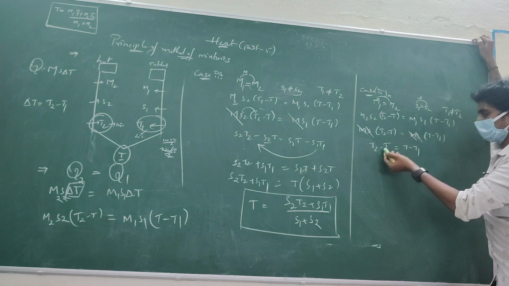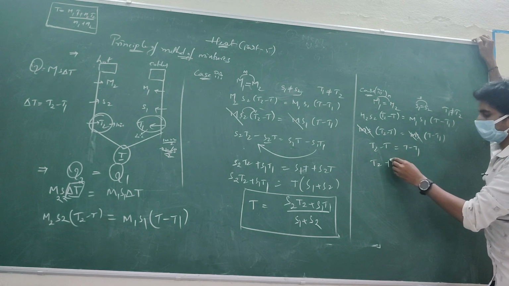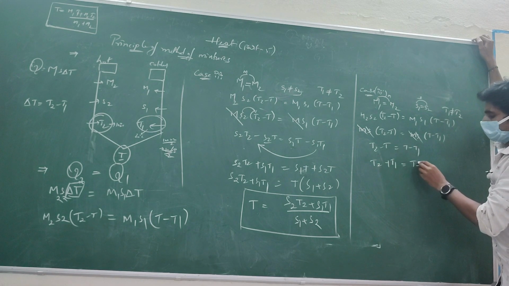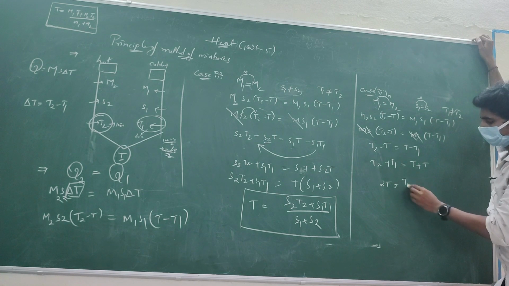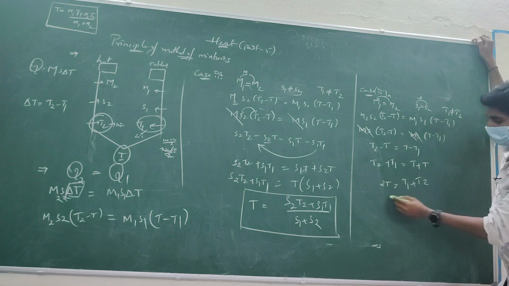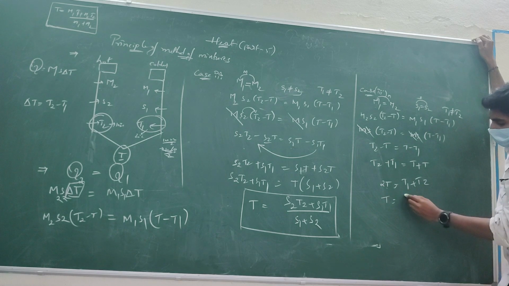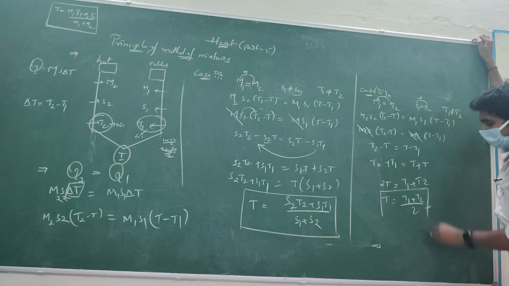Let's send t1 to the other side, t to this side. Now it becomes t2 plus t1 equals, t comes over here, it becomes t plus t, which means 2t is equal to t1 plus t2, right? Let's send 2 to the other side, because 2 is multiplying t, it becomes t1 plus t2 by 2. Is it clear? So this is the final formula.